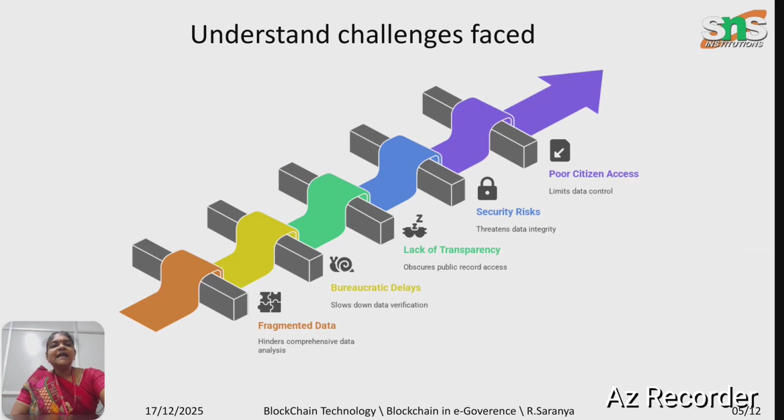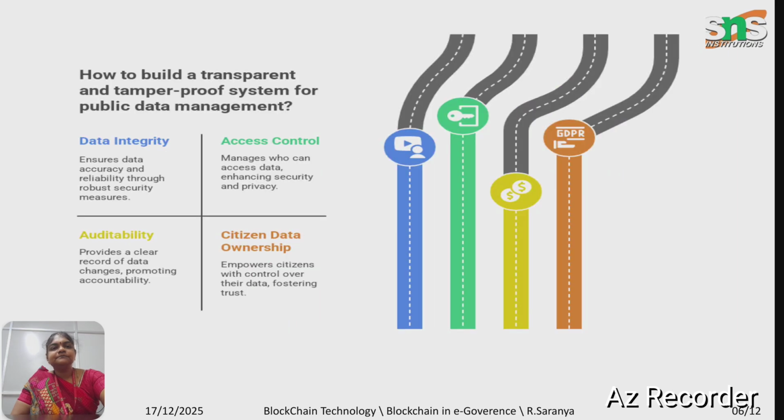So the challenges which are faced in normal e-governance are fragmented data and delays, lack of transparency, security risk, and poor citizen access. So limited data access will be available for our end users, the transparency is very low, the security risk is very high, and the data are not fully published to the public.